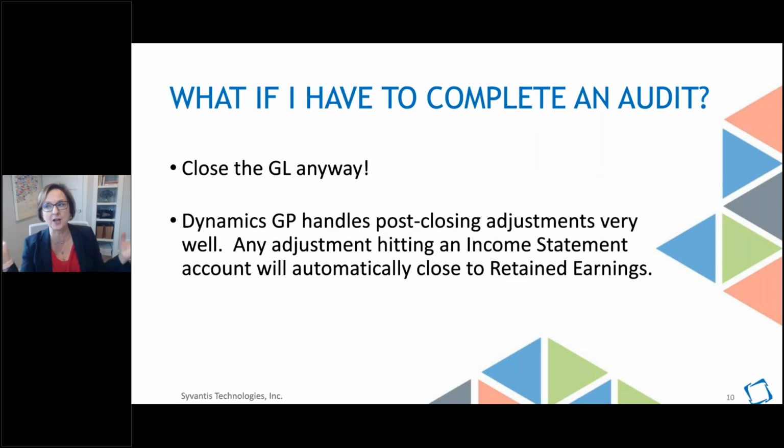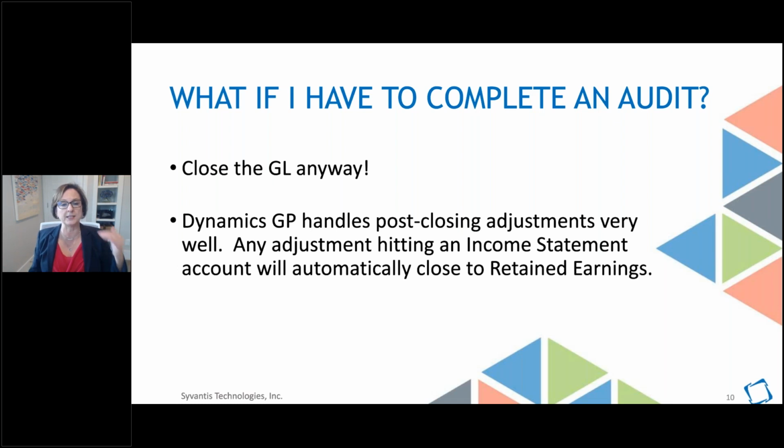So what if I have to do an audit? I always hear that. Close the GL anyway. It will roll forward your balance sheet balances. It will put your checkbook into balance with what's in the GL. Audits have no impact on year end. The reason is GP handles post-closing adjustments really well. Let's say I have a transaction, let's say an expense accrual, right? So what do you do?